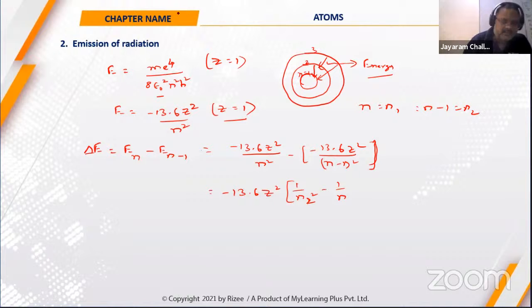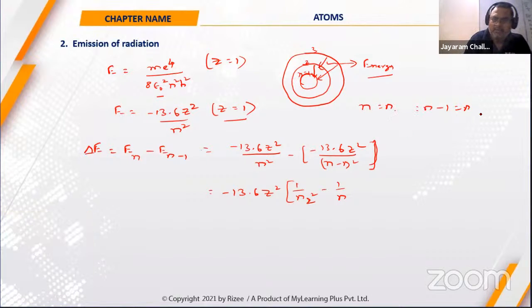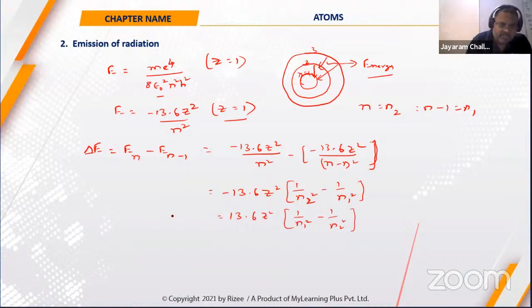So this one should be your n2 and this should be your n1. So this is your n1 square. Now if I take the minus inside, 13.6 into Z square of 1 by n1 square minus 1 by n2 square. This is your energy, the energy of a photon generally.